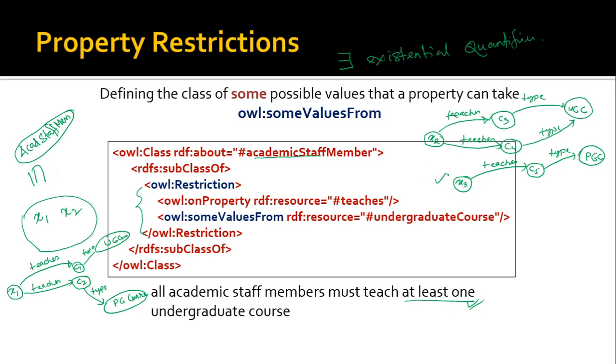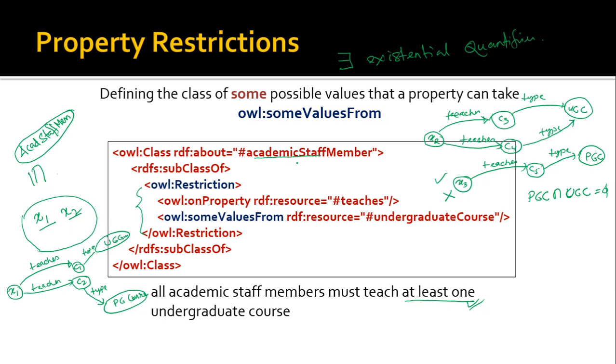Now coming to X3, X3 teaches C5, which is of type PGC, and assuming that PGC and UGC are disjoint, we see that this X3 does teach something which is not UGC. So it does not teach at least one course which is UGC. Then we will not be including this in this particular set. So you see, this is one anonymous set. The individuals that satisfy this criteria will be included in this set, right?